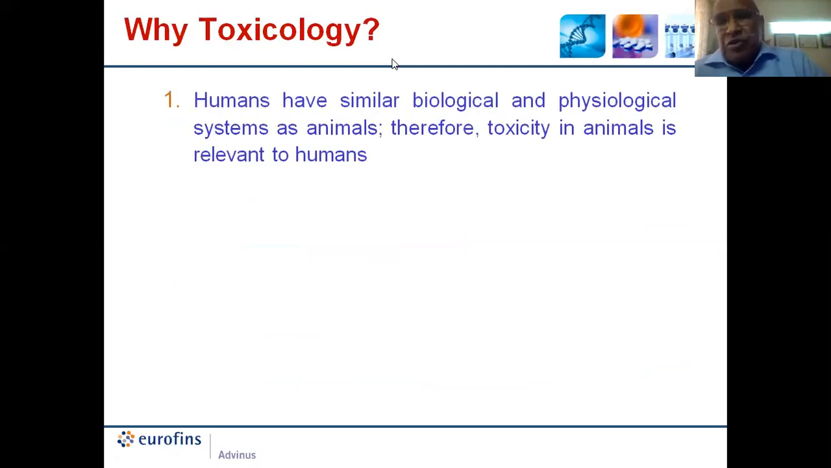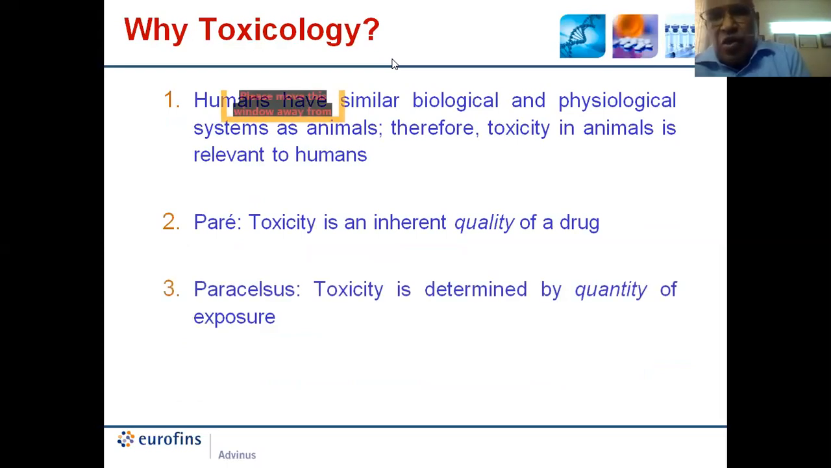Now we can ask the question, why toxicology? Why animals? The reason being, humans have similar biological and physiological systems, like the cardiovascular, gastrointestinal, renal systems and the CNS in general, but not the cognition aspects. As a result, we use animals as a surrogate species. In the olden days, I'm talking about over 200 years ago, people actually used prisoners or humans directly because in those days the biology was not well known.